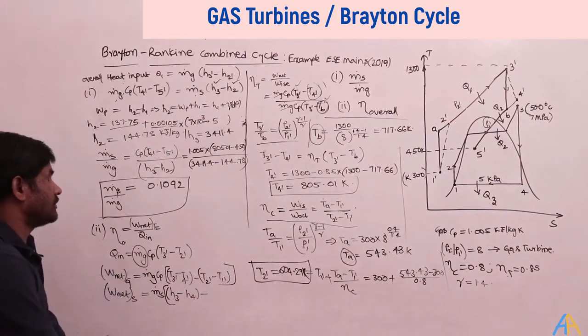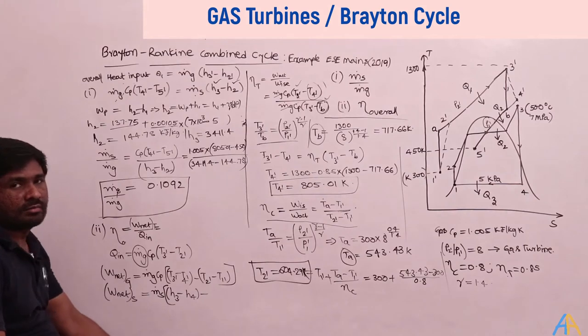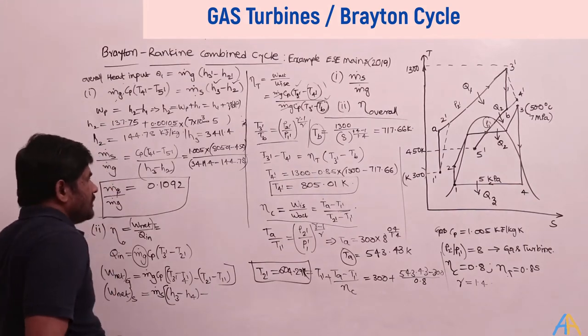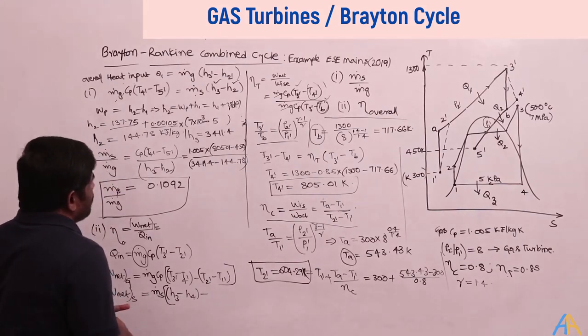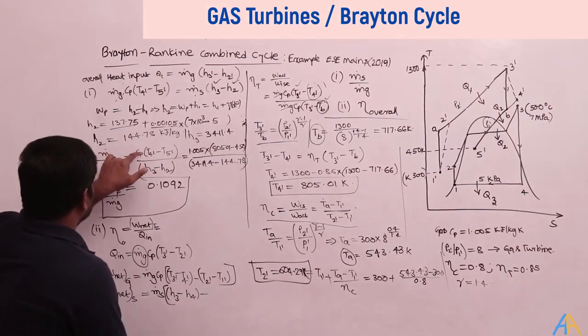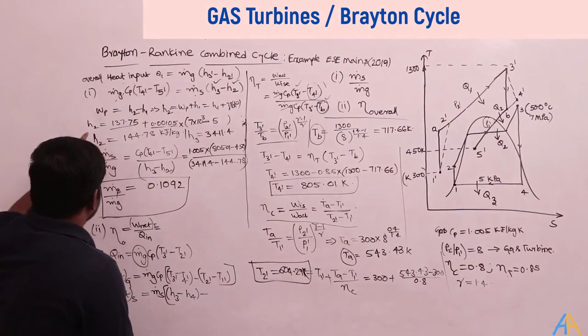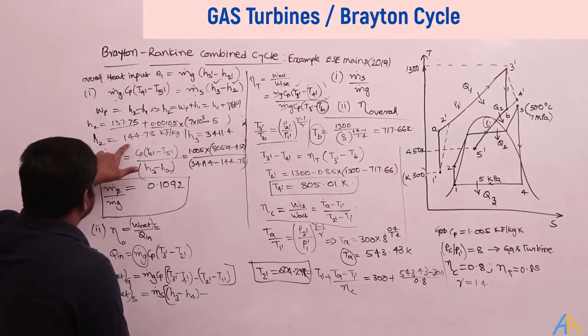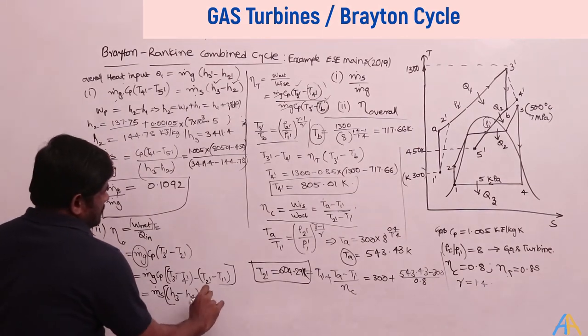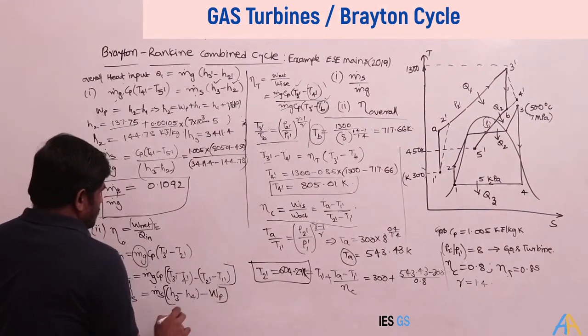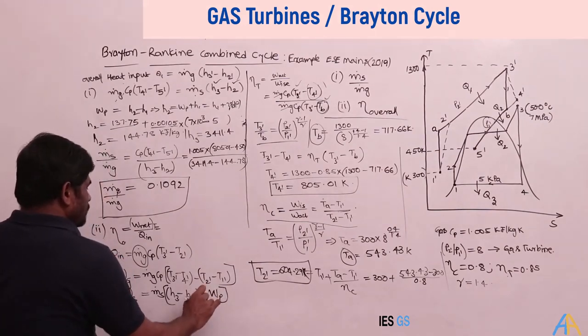Generally pump work can be neglected, but anyway I will write this pump work. Pump work is how much? V1 into dp, here, you know, H1 minus H2. If you subtract this H1 minus H2, approximately how much is it coming? 7 it is coming. Okay, so it is WP. I will write WP. No problem.